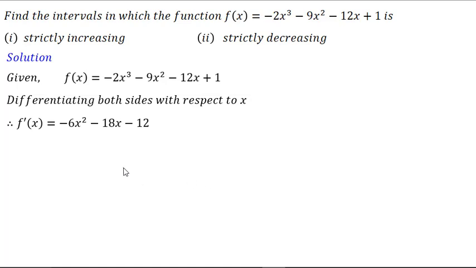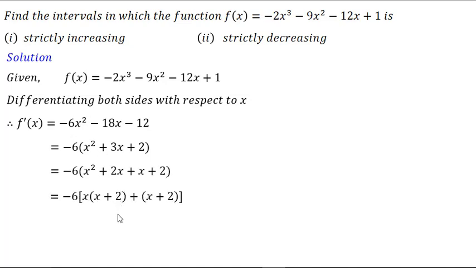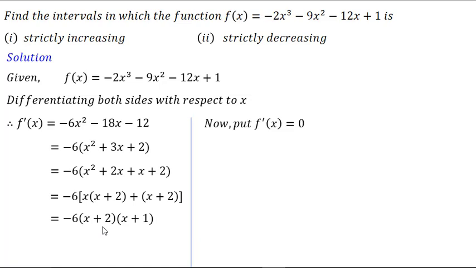Now after differentiation, we got minus 6x square minus 18x minus 12. Now, as my function may be increasing sometimes and decreasing sometimes, there will be a point where it is neither increasing nor decreasing, that is, a point where f dash x is 0. So for that, we first simplify it, factorize it, and after factorizing, we will find the critical points. Critical points means where f dash x is 0. After simplification, we got f dash x as minus 6 into (x plus 2) into (x plus 1). So we equate this to 0 and we find the critical points, which are minus 2 and minus 1.